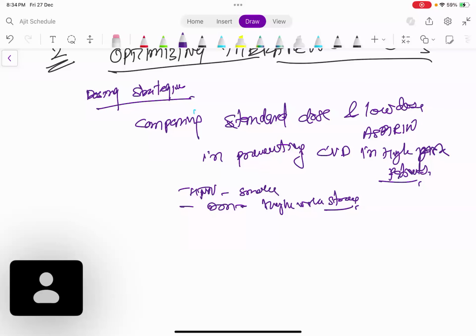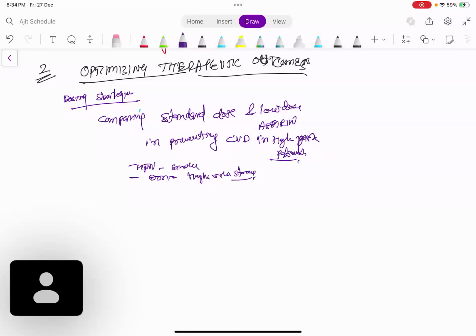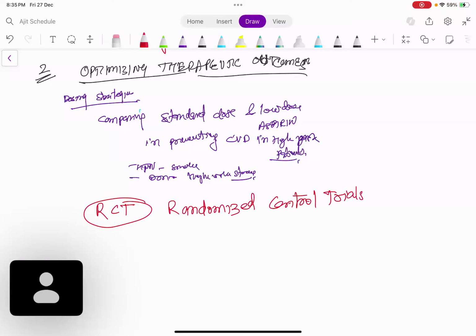Let's think a little in depth. I will not go for cohort or cross-sectional or prospective studies. What I'll do is plan an RCT here. What is that RCT? RCT is nothing but randomized controlled trials.